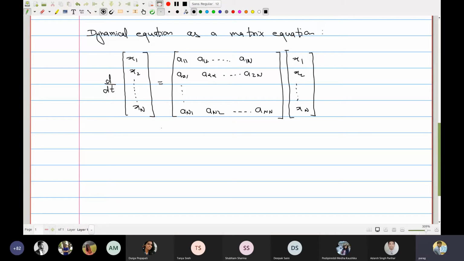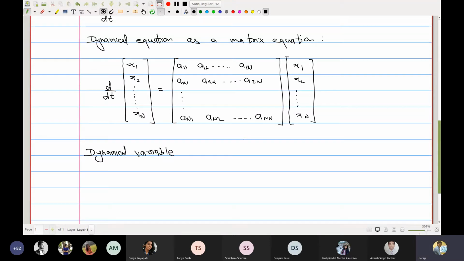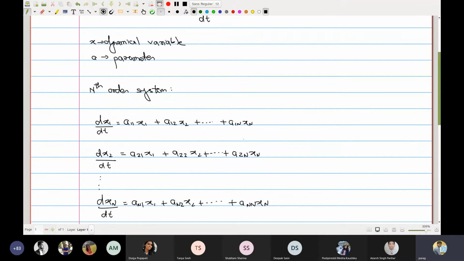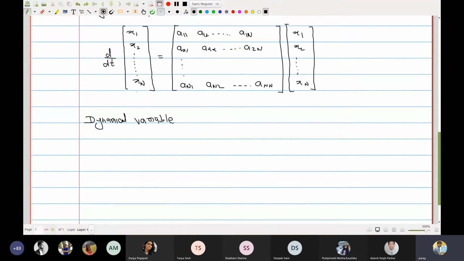Right? So what is my dynamical variable now? In the previous case you just had one variable, and that was x. x was your dynamical variable, as you can see here, right? In the present case, for an nth order system, your dynamical variable is a vector, and that vector is x1, x2, up to xn transpose. This is the dynamical variable.